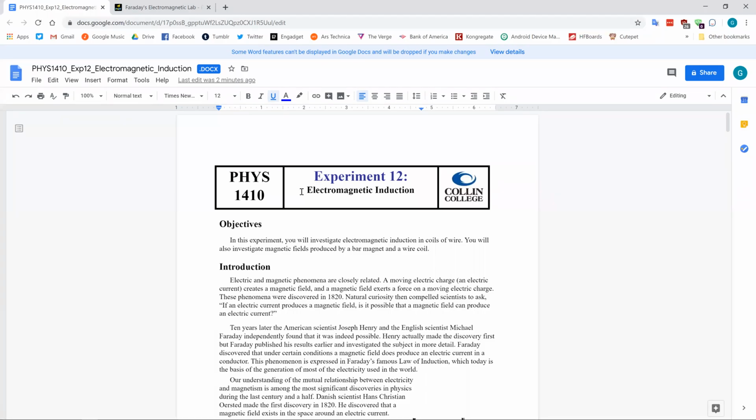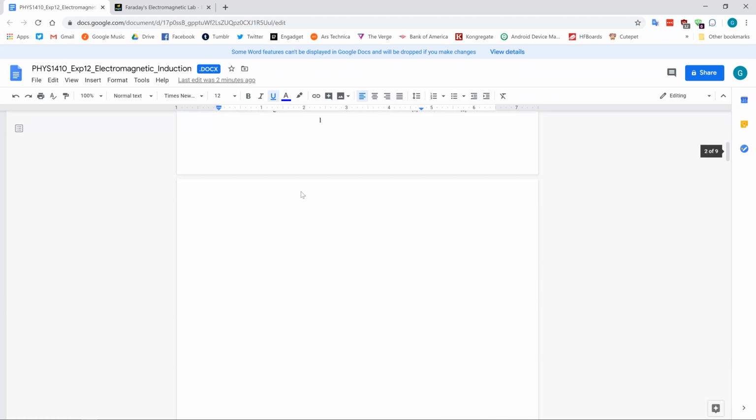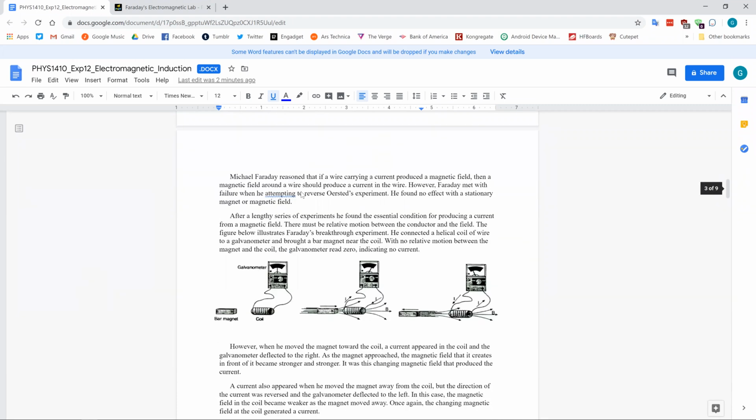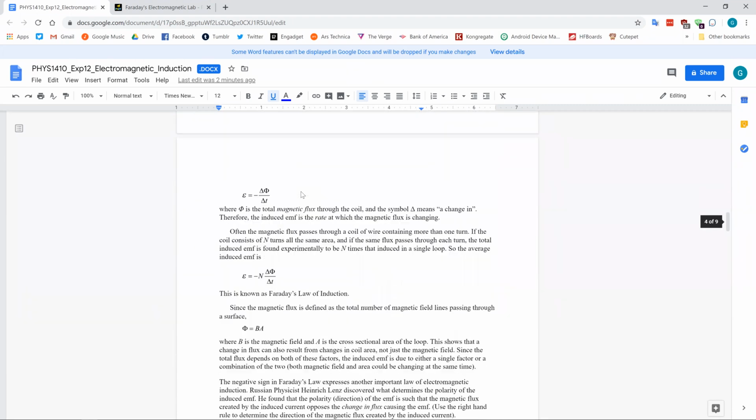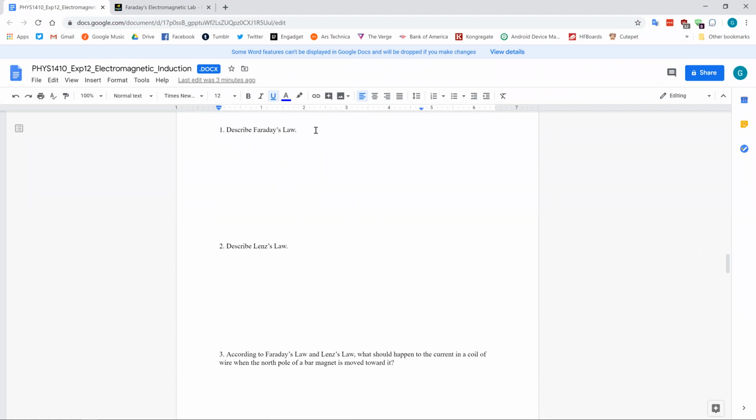All right, so the last lab that you will be doing is on electromagnetic induction. This one is very conceptual. So the very first thing that you'll do, there are 3 questions. There's a blank page here because it's how Google Drive took it. So you've got Faraday's law, just describing what it is. If you don't remember, it's in the introduction.